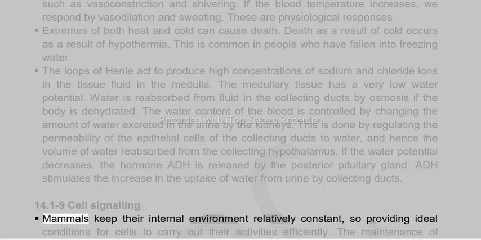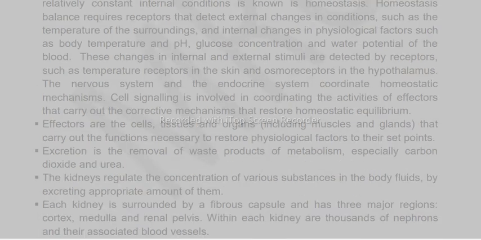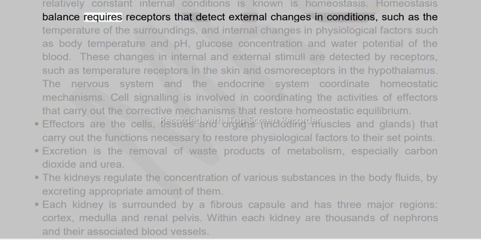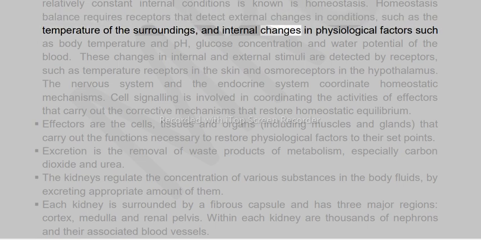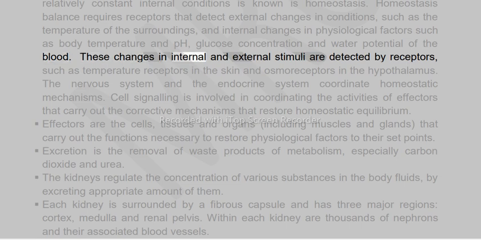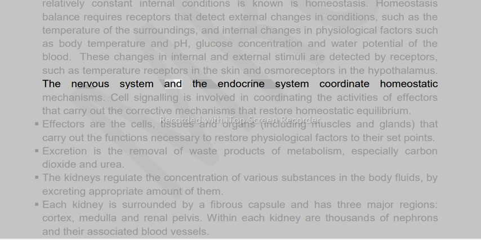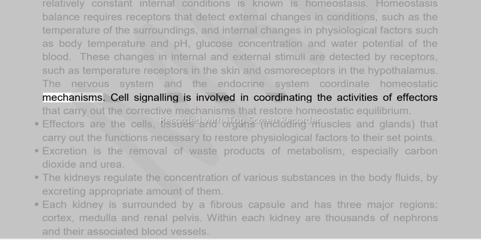14.1 to 9 Cell signaling. Mammals keep their internal environment relatively constant, so providing ideal conditions for cells to carry out their activities efficiently. The maintenance of relatively constant internal conditions is known as homeostasis. Homeostatic balance requires receptors that detect external changes in conditions, such as the temperature of the surroundings, and internal changes in physiological factors such as body temperature and pH, glucose concentration, and water potential of the blood. These changes in internal and external stimuli are detected by receptors, such as temperature receptors in the skin and osmoreceptors in the hypothalamus. The nervous system and the endocrine system coordinate homeostatic mechanisms.